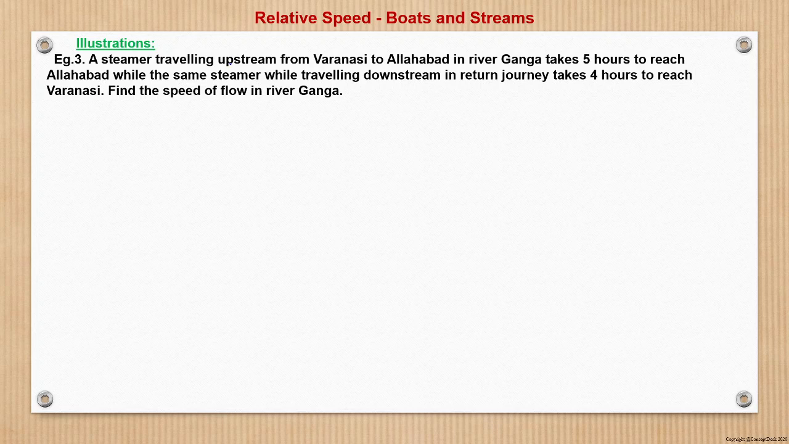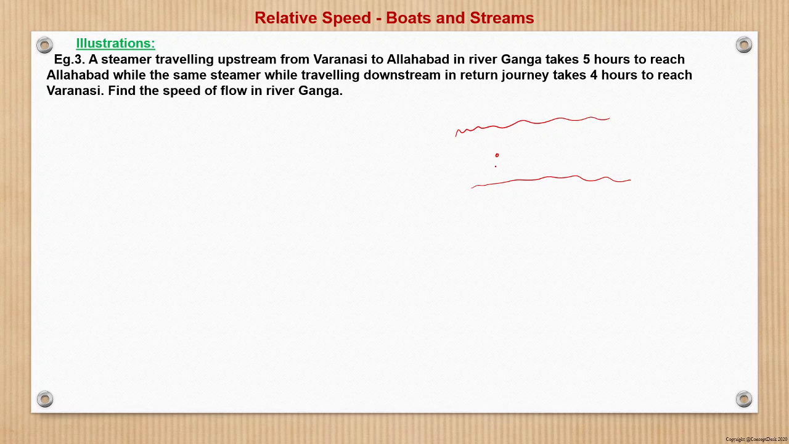A steamer traveling upstream from Varanasi to Allahabad in river Ganga takes 5 hours to reach Allahabad, while the same steamer, while traveling downstream in return journey, takes 4 hours to reach Varanasi. Find the speed of flow in river Ganga. So let us see. A steamer traveling upstream from Varanasi to, so this is the river Ganga flowing.